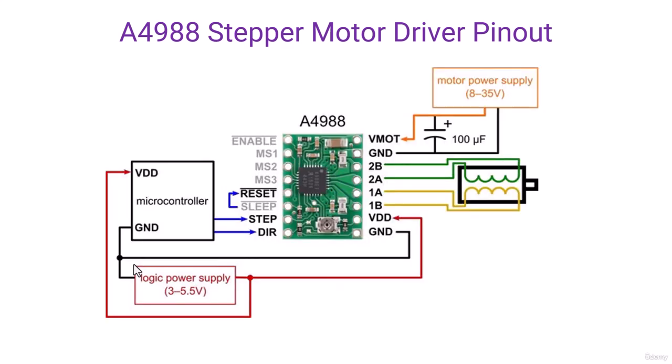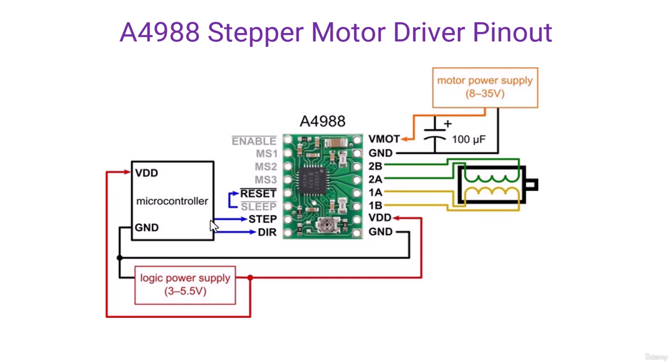Now let's see a brief connection diagram. Like we have just mentioned in the pinout, the first 2 power supply related pins, that is VMOT and ground, should be connected to an external power supply. The next 4 pins should be connected to the stepper motor coils. Then VDD and ground of the IC should be connected to the Arduino VCC and ground.